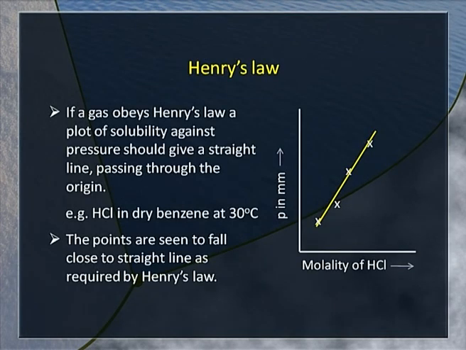Now, if a gas obeys Henry's law, we should get a straight line for a plot of solubility against pressure. Here is an example in which the solubility of HCl in dry benzene is studied at 30 degrees centigrade. You can see the plot. It's very clear that the points fall on a straight line, and we can say that the particular system, that is HCl in dry benzene, obeys Henry's law.